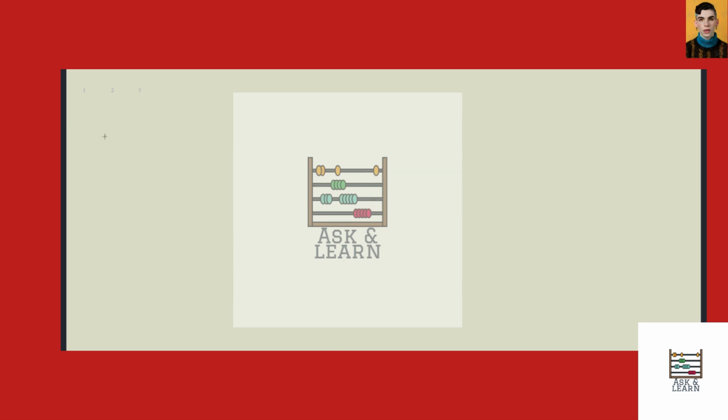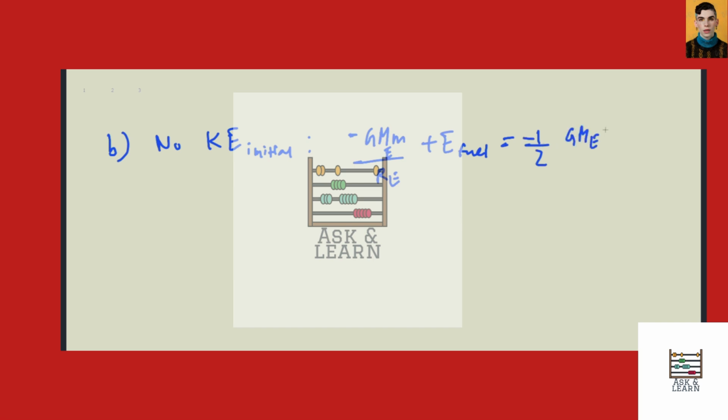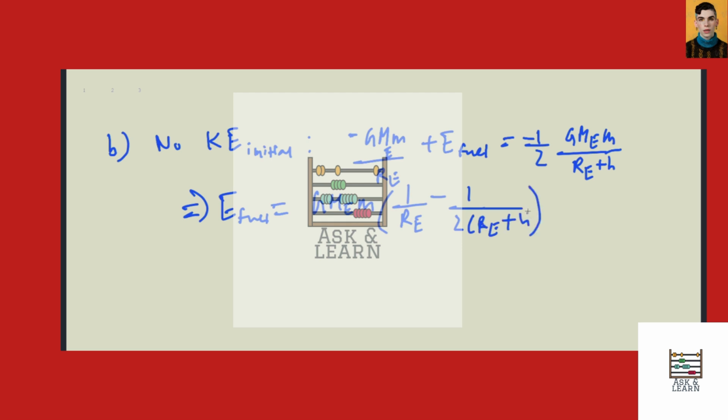In part B, the only difference is at the poles, you have no kinetic energy initially. No KE initial. Therefore, negative G M_E m over R_E plus E fuel is equal to negative 1/2 G M_E m over R_E plus h, giving us energy from fuel as G M_E times m times 1 over R_E minus 1 over 2 times R_E plus h. And so, as you can see, the kinetic energy term, 1/2 m v naught squared, is gone. And what you get is something very close to the last answer. It's 5.39 times 10 to the 10 joules. And that's it.